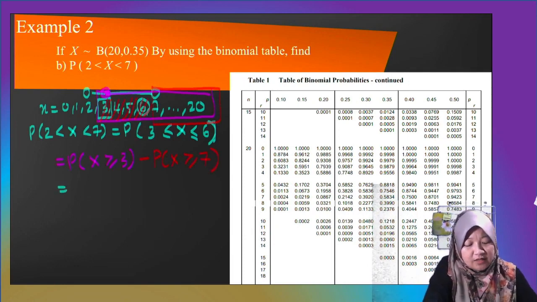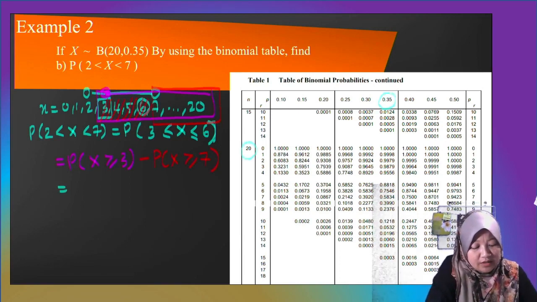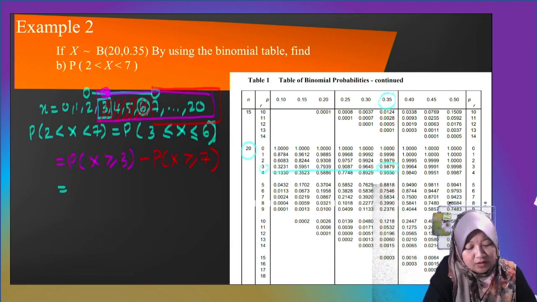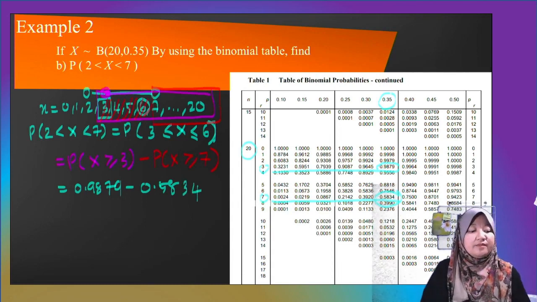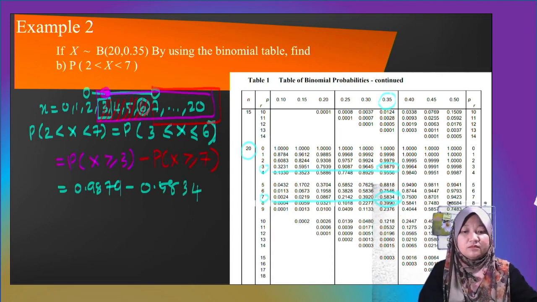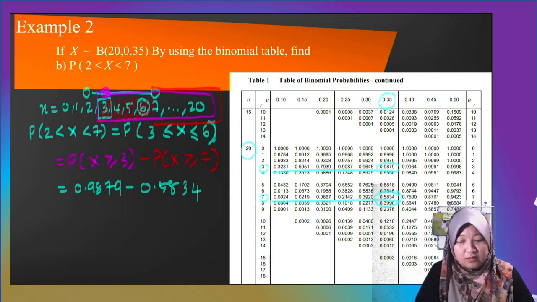Okay, so kita cari probability dia 0.35, N dia 20, R dia adalah 3. Kita baca dekat sini, 3 adalah 0.9879 tolak dengan 7 tadi 0.5834. Okay, tolong kira berapa jawapan dia. 0.4045.